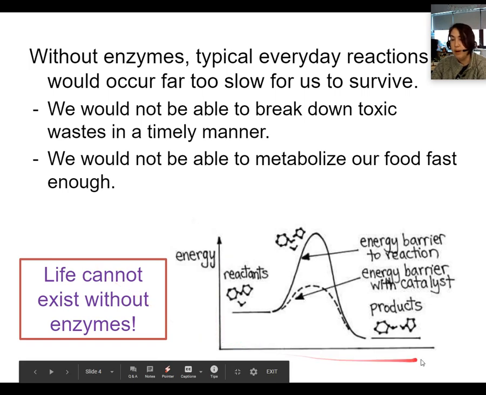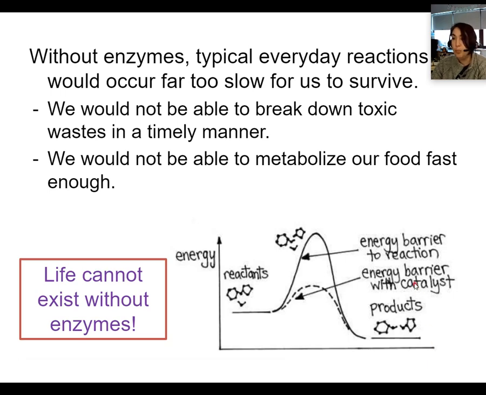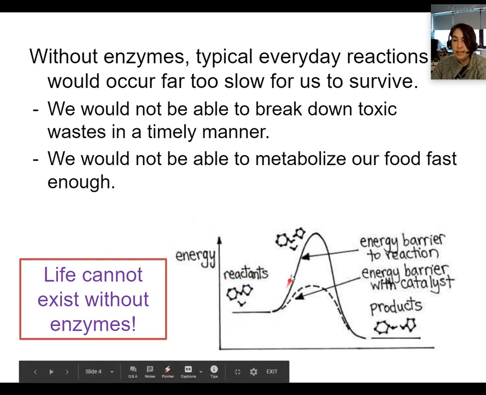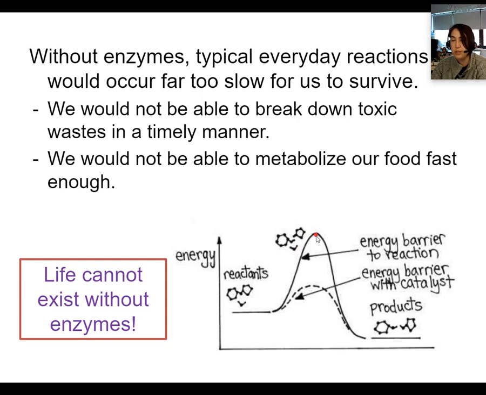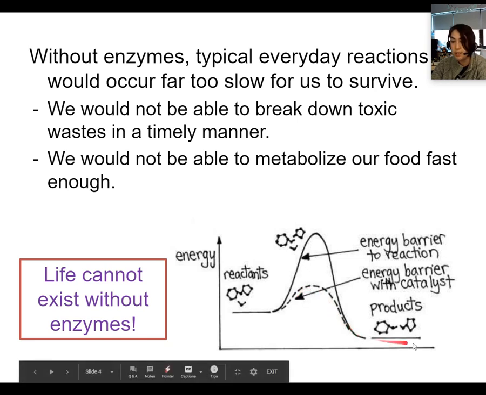So this is a graph that shows the basic relationship between energy for reactions and how enzymes affect that. So I have my reactants, and I need to increase the amount of energy in order for the reaction to occur. If I add in a catalyst, so that's our enzyme, it reduces how much energy I have to put into the system in order to have the reaction and get my products.